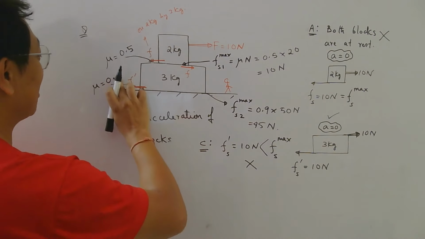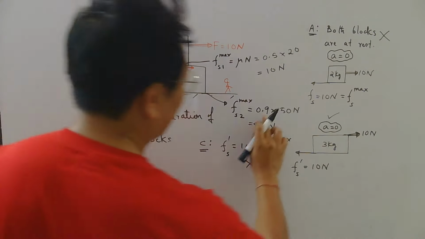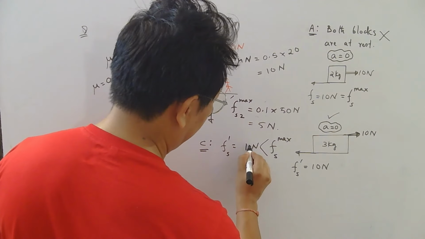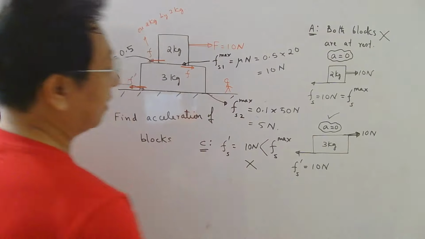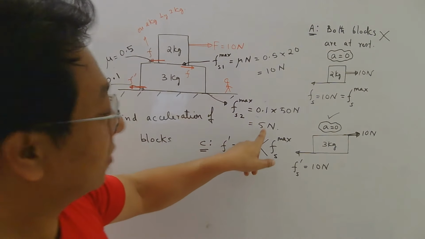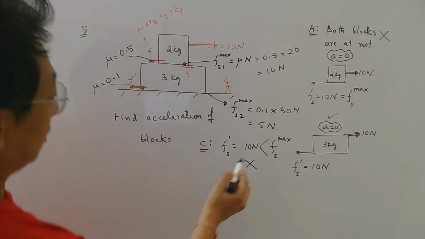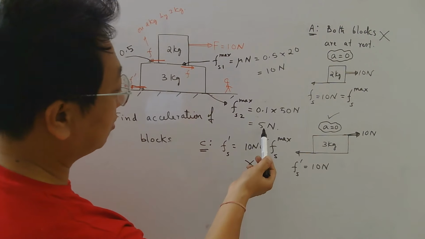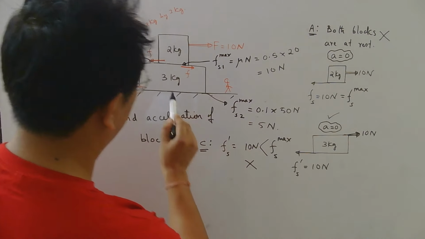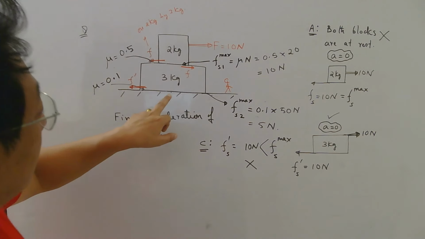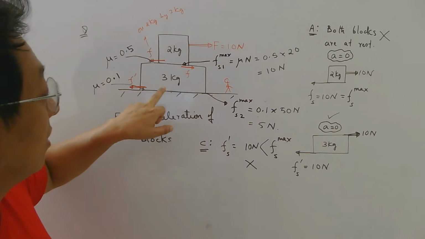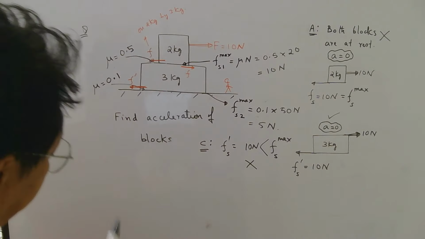But remember, in this question it was 0.1, so this was 5, and 10 Newton is not less than maximum static friction. So here it is not possible because you are asking more than the max value. Max value is 5, you are asking 10 Newton here, which is not possible. So here the surfaces will not be at rest. So here slipping will be there.